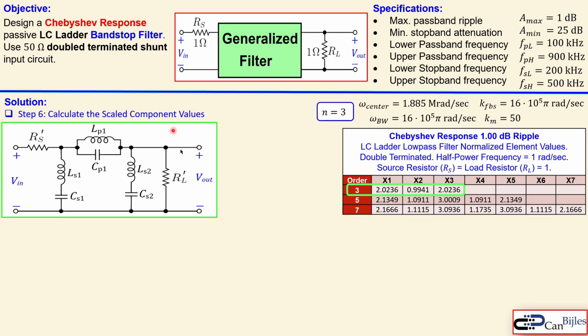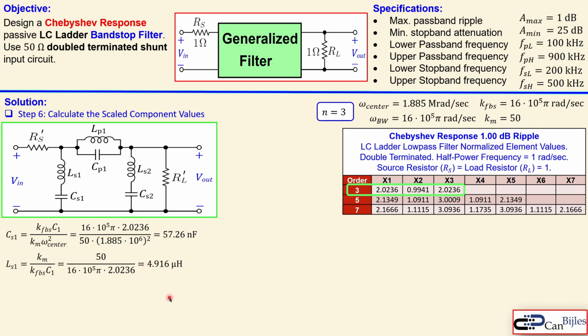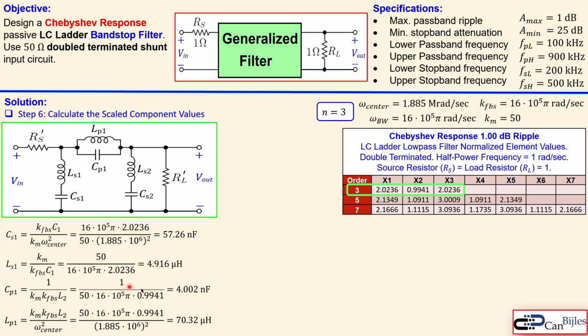This is now the circuit we need to work out, and this is now the second part of step 6. So the CS1, which is the series first capacitor, is calculated using this formula. We use the C1 from the table. This is what we have determined, 16 times 10 to the power 5 pi radians per second, which is shown here. The Km is 50 and the omega center is also shown here. So just substitute the values here. And in a similar form you get LS1, these are the formulas.